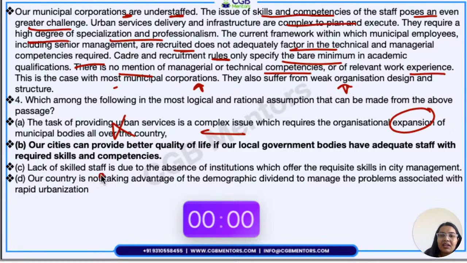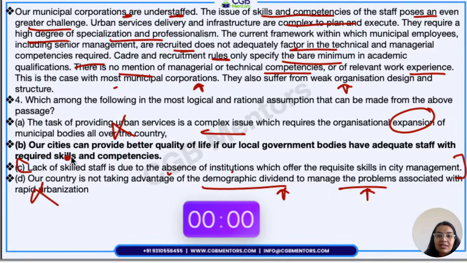Lack of skilled staff, ये तो है, आगे पढ़ो, is due to absence of institutions which offer the skills in the city management. Again, ये relevant नहीं है because अगर ये सच होता, if this would have been true, then author would have written about how there are only a few institutions. They take care of making sure people get right skills. So it is not about it. Our country is not taking advantage of demographic dividend to manage problems. Author तो यहाँ बोल रहा है कि जो हैं already, these people are not up to the mark. So वो भी गलत है.